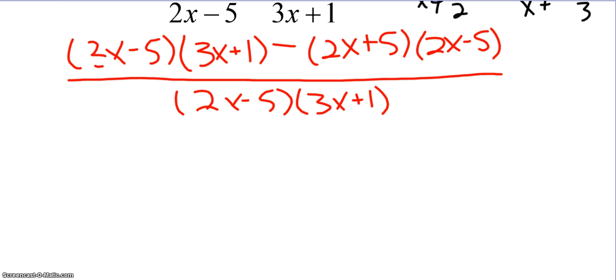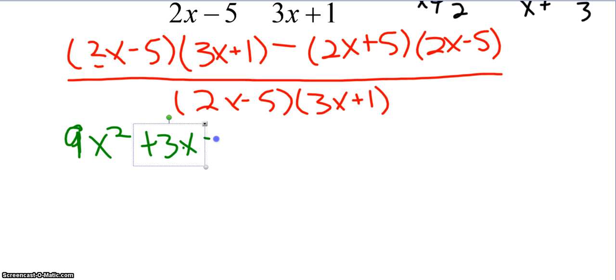So first thing I have 3x times 3x, which is going to give me a 9x squared. Then I have 3x times 1, which gives me a plus 3x. Then negative 5 times 3x is going to give me a negative 15x. Sorry guys, I'm doing the FOIL method, but you should do the box. Then negative 5 times 1 is negative 5. Then I'm still going to write my subtraction sign, and then I'm going to use parentheses again.